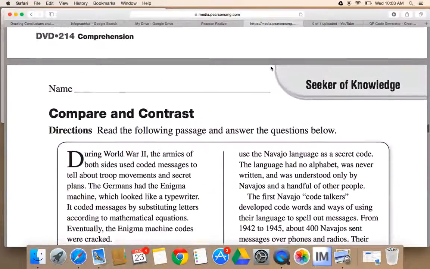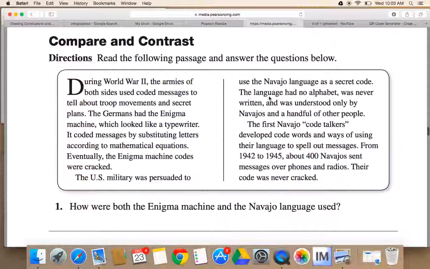On the back side, you will find compare and contrast. Remember, compare is to tell how two things are alike or similar. Contrast is to tell how they are different. For compare, we like to use words like and, as. For contrast, we like to use words like however, although, or instead.